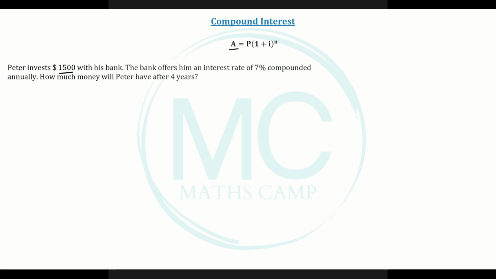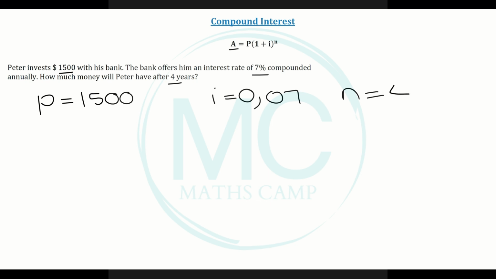Let's find our P, I, and N values. Peter invests $1,500. That's the initial amount. So we can say P is equal to 1,500. The bank offers him an interest rate of 7%. So to find I, we say 7 over 100, and we get 0,07. Peter invests for 4 years. So that's the duration, so we can say N is equal to 4.